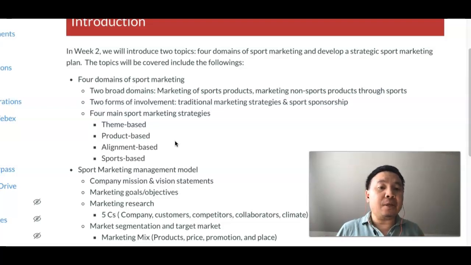The second type of involvement associated with sports marketing is called sports sponsorships. Sports sponsorships include traditional sponsorships. If there are events or a professional sports team, you have official sponsors. We also include athlete endorsements, so personal sponsorships. Some companies would like to endorse particular athletes to support them and also try to capitalize on the popularity of those athletes. This is called athlete endorsement.